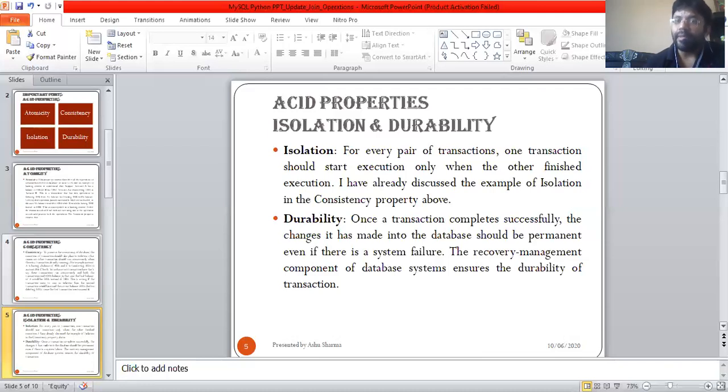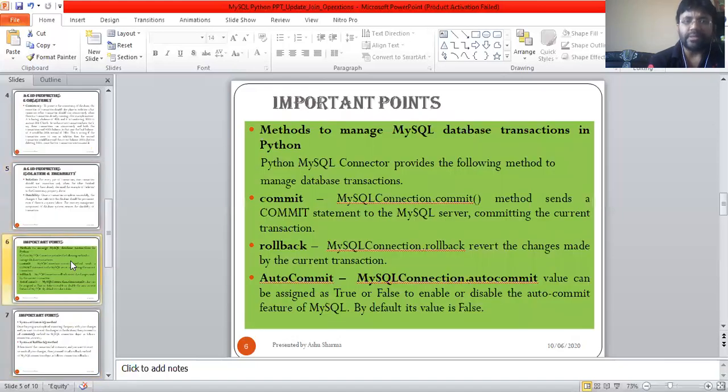We have the commit method, rollback method, close method, execute. There are a few methods that we require in order to follow the steps to manage the transaction. Let's see further. Next is methods to manage MySQL database transactions in Python. Python MySQL connector provides the following methods to manage database transactions. The first one is commit, connection.commit.